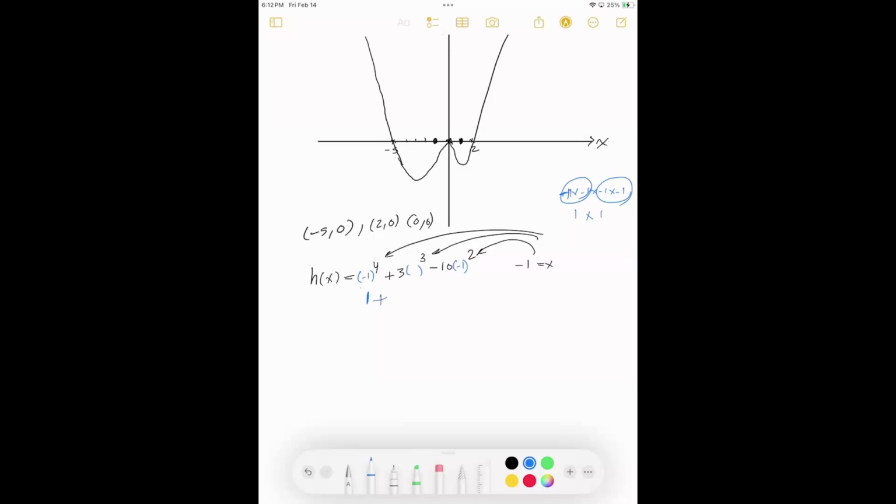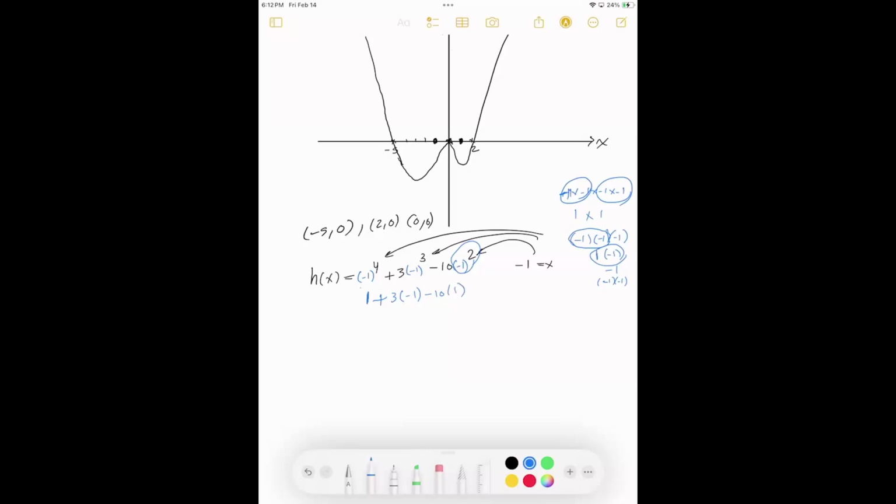Plus, let's find negative 1 to the power 3. Negative 1 times negative 1 times negative 1. Negative 1 times negative 1 is 1. 1 times negative 1 is negative 1. So you get 3 times negative 1. Let's raise negative 1 to the power 2 as well. Negative 1 times negative 1 is positive 1. So this is just going to be positive 1.